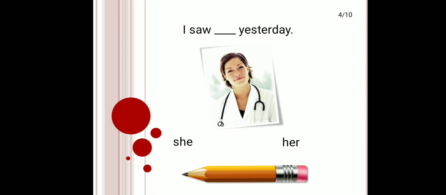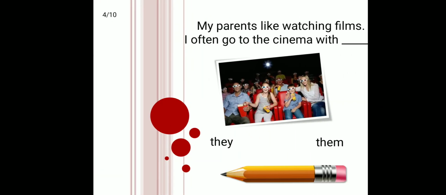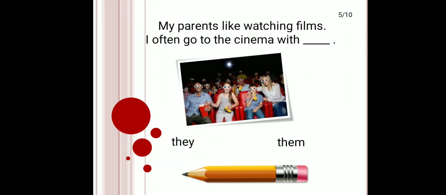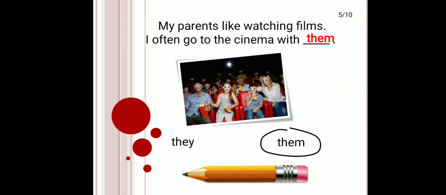I saw yesterday. Saw is a verb. So after the verb, I have to use an object pronoun, as you know, right? So I saw her yesterday. Thank you. Let's continue. My parents like watching films. I often go to the cinema with. With they or with them? At the end of the sentence, I have to use an object pronoun. So it's going to be them. I often go to the cinema with them.